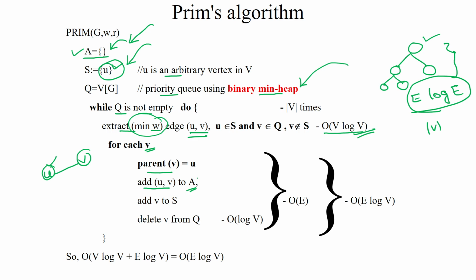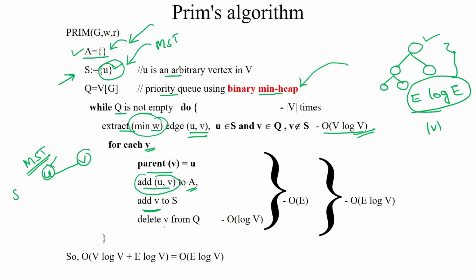So now we have added this safe edge into the minimum spanning tree. This is the minimum spanning tree, initially an empty list. Now (u, v) is added into the minimum spanning tree. Then we add that vertex v into the set, because u is already connected, and now v is also connected. So now this is the minimum spanning tree.